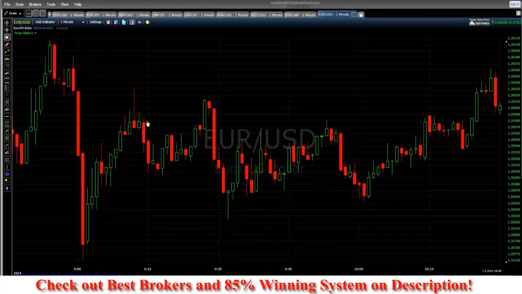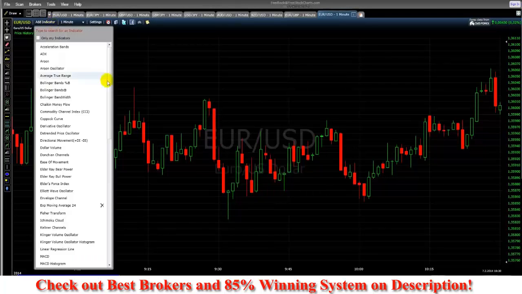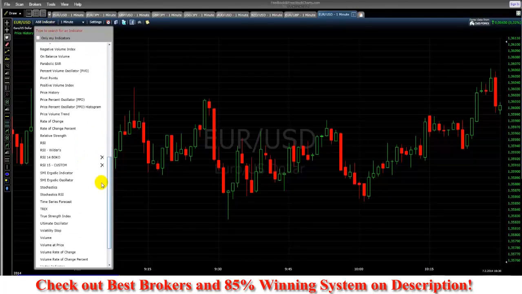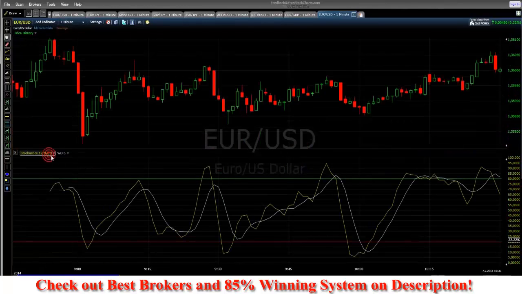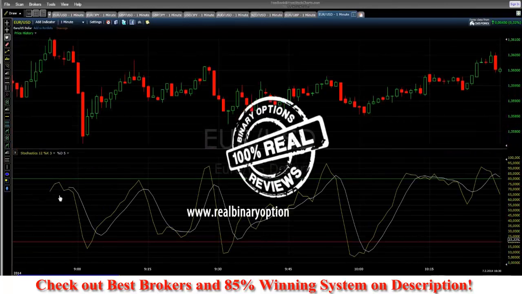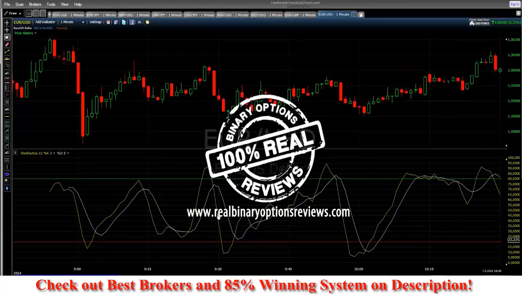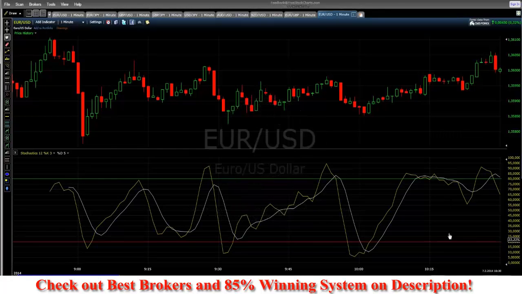So let us add the stochastic indicator onto this chart and see how it can help us to find profitable trades. Here I'm going to click Add Indicator, and I'm going to select the stochastic indicator. As you can see, a stochastic indicator is basically this curve, and it is kind of an oscillator. It means it moves in between the two lines. One is 0% and the next is 100%.